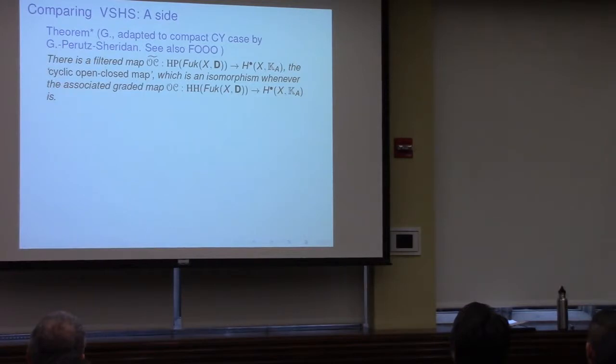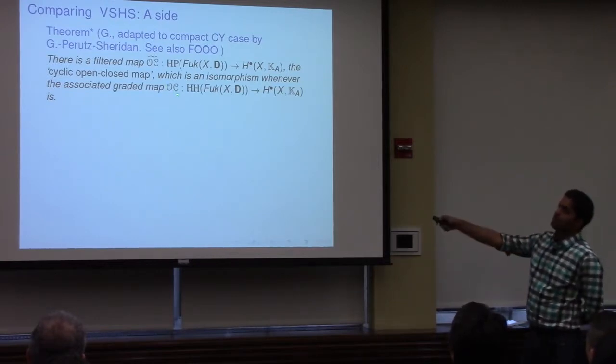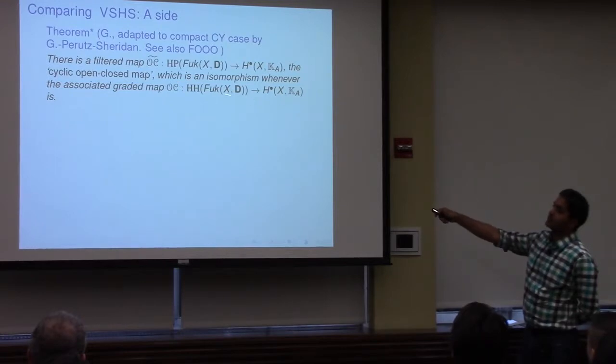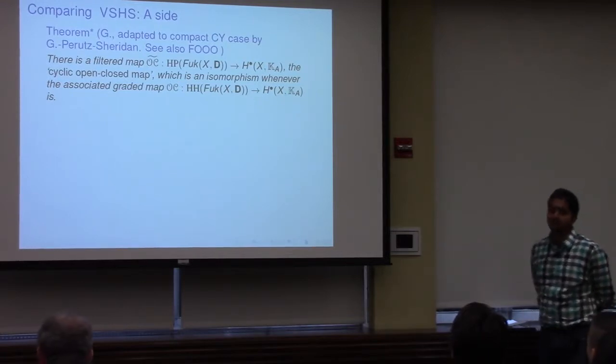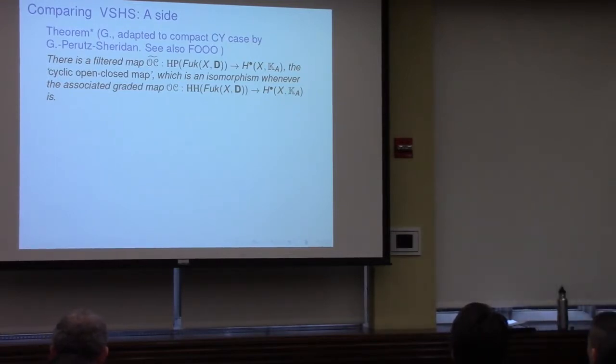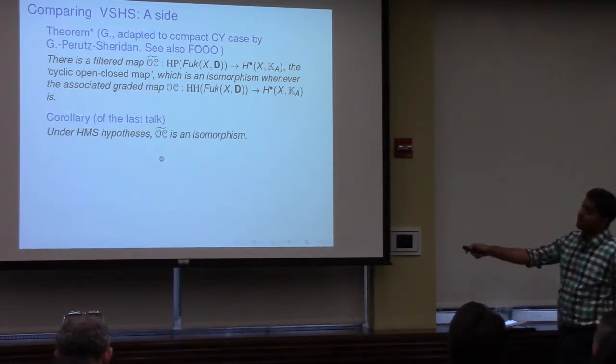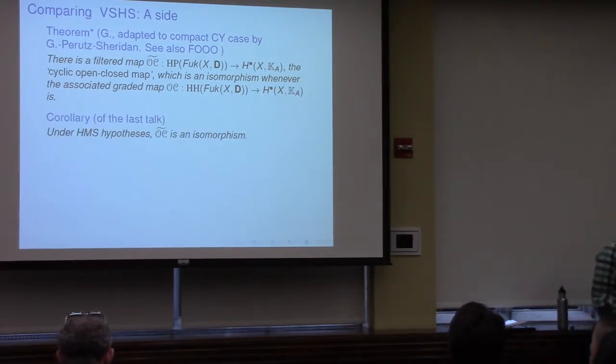And by a standard comparison argument using spectral sequences, it's an isomorphism whenever the associated graded map, which we call OC, is. So Nick talked about this OC map from Hochschild homology to the cohomology of x, and the map we construct is an isomorphism whenever that associated graded map is. So as a corollary of the last talk, under homological mirror symmetry hypotheses, in fact, this map is an isomorphism.